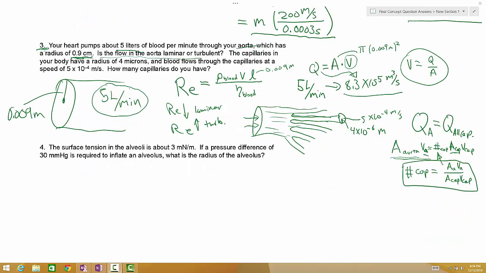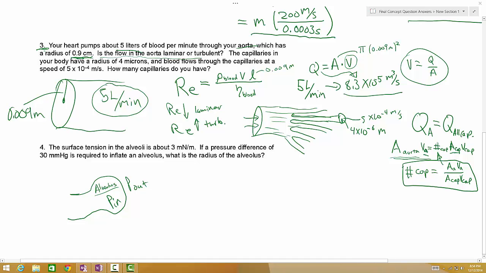Okay, number 4. The surface tension in the alveoli is about 3 millinewtons per meter. So first let's draw this. An alveolus is some hollow cavity in the lung, so it's something like some little bubble. Alveolus, singular for alveoli. And then there's some pressure in here. This is a bubble. There's a pressure inside and then a pressure outside. Whenever I have a bubble, I just keep that in mind.